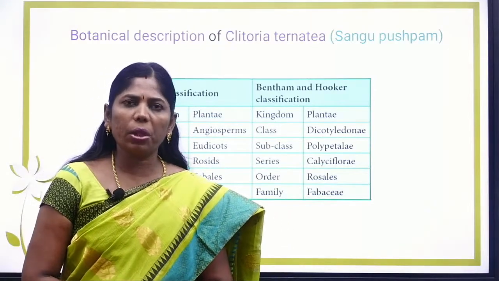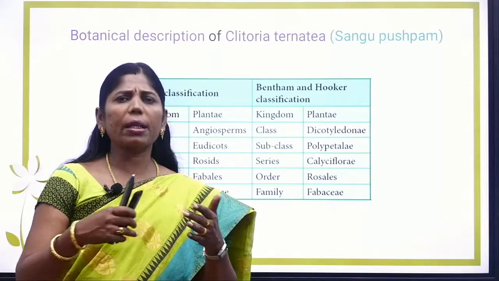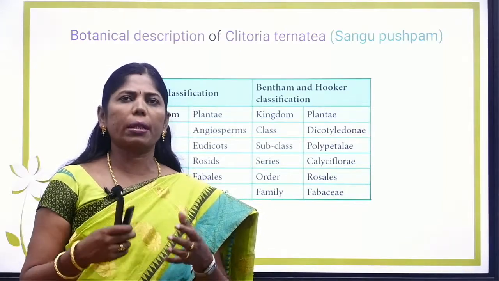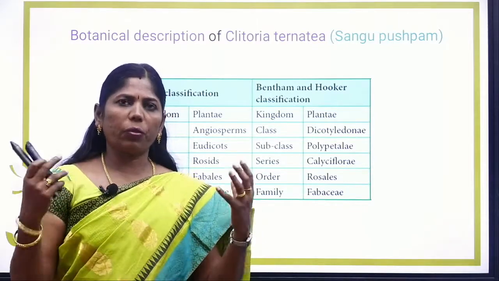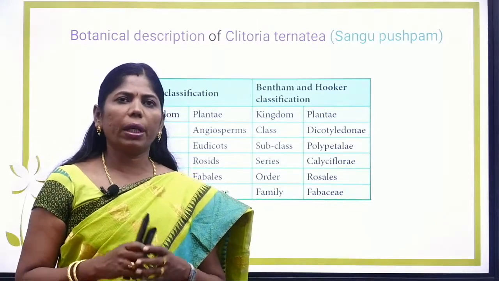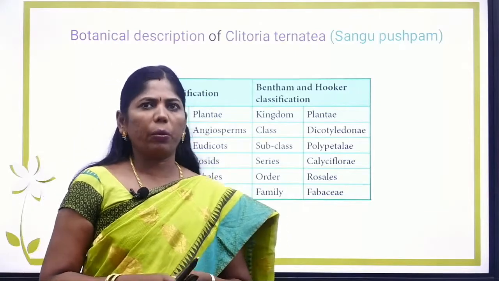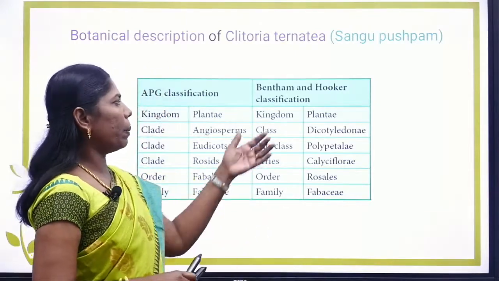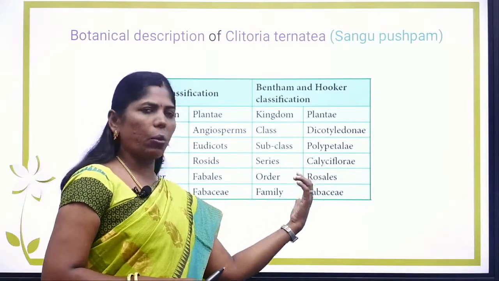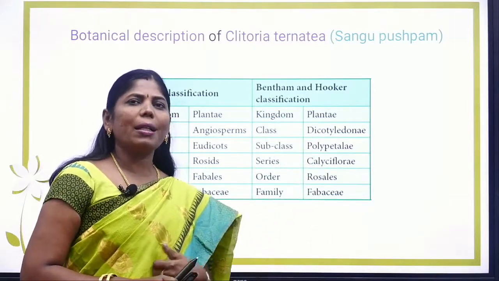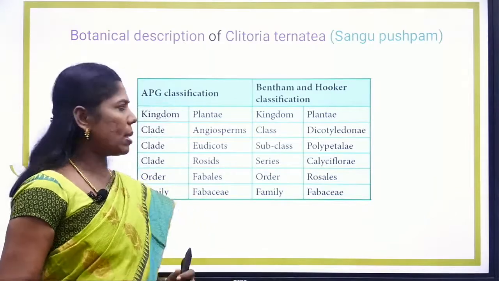So today we are going to see each and every character: how the root, stem, leaf, flower, inflorescence, and what about the floral characters, seed. Everything we are going to see one by one. So already I explained about Plantae, Dicotyledonae, Polypetalae, Calyciflorae, Rosales and Fabaceae in yesterday's classes, isn't it? I hope you understood very well.